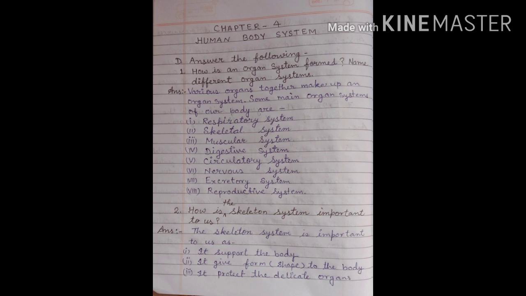Question number 2. How is the skeleton system important to us? Answer. The skeleton system is important to us as it supports the body, it gives form and shape to the body, and it protects our delicate organs.